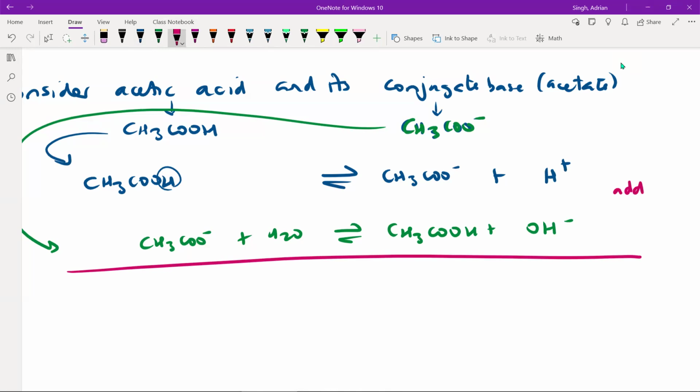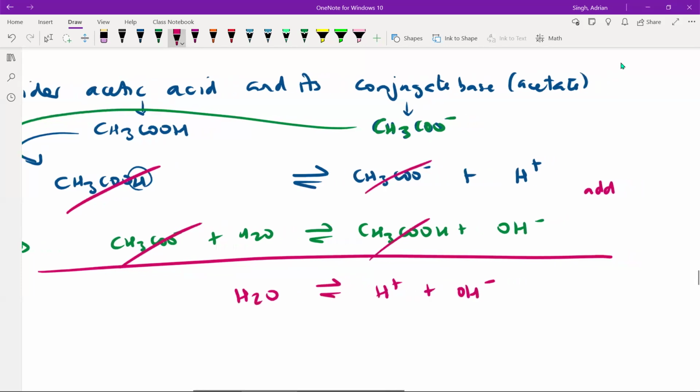And as we've seen before, when we add equations, we can cancel things out. They're the same on both sides of the equation. So I can cancel out the acetate ion. I can cancel out the acetic acid. And what I end up with is H2O on the left side, reversibly forming H plus and OH minus.